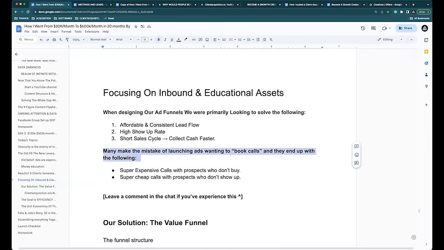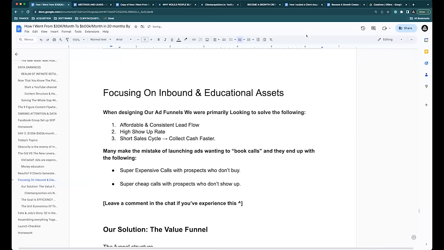So many make the mistake of launching ads wanting to book calls, and they end up with the following: super expensive calls with prospects who don't buy, okay? And super cheap calls with prospects who don't show up. Who here has experienced both of these two? Where let's say your funnel is just prioritizing leads and then straight to a call funnel. And yes, you're booking calls and they're pretty cheap, but nobody buys. Or the calls are super expensive because you're sending them to a VSL funnel. And then let's say you're spending $300, $500 per call, and you just spend all that money, but no one actually ends up buying. Or you get the reverse, which is cheap cost per lead, cheap cost per call, and then nobody's showing up because they don't even remember booking the call, right? So we want to avoid that, right? It's not good. It's not super smart.